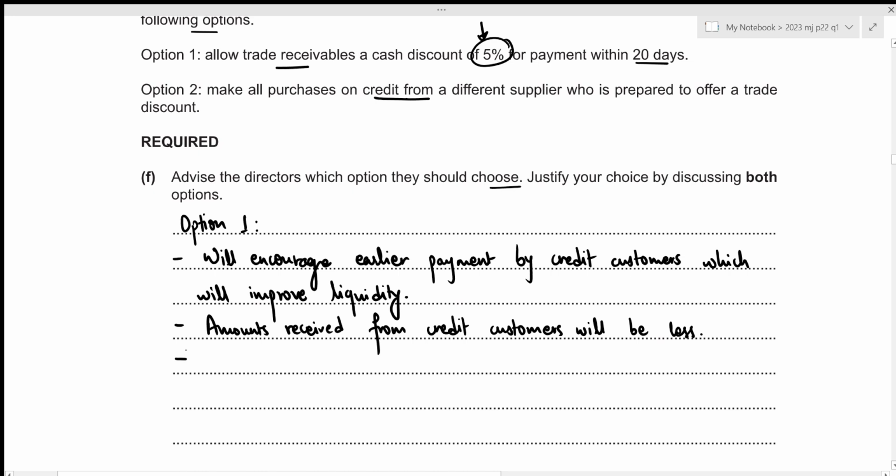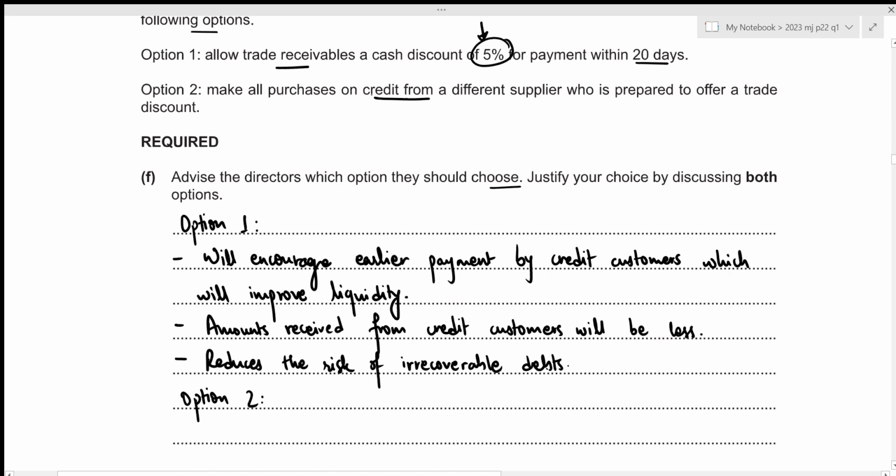And then the next one is that since we are allowing a cash discount of 5% for payment within 20 days, many of the credit customers will be encouraged to pay early, which means that it will reduce our risk of irrecoverable debts. So reduces the risk of irrecoverable debts. That's all for option 1. Let's move towards option 2.